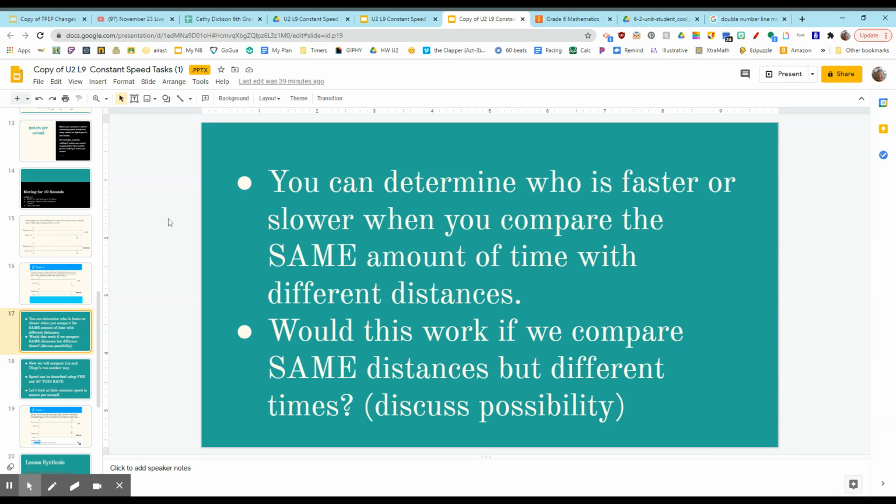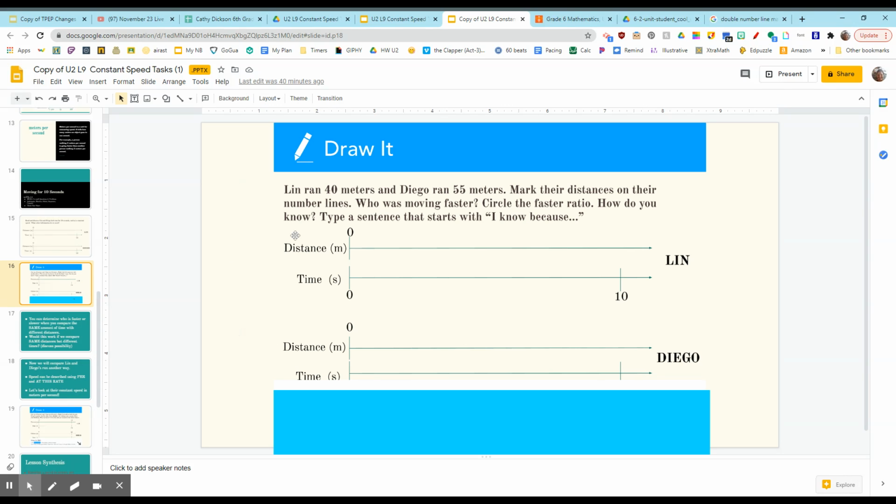You can determine who is faster or slower when you compare the same amount of time with different distances. Would this work if we compare same distances but different times? So when you're on this slide, make sure you are figuring out how far Lynn can go in 1 second, how far Diego can go in 1 second.